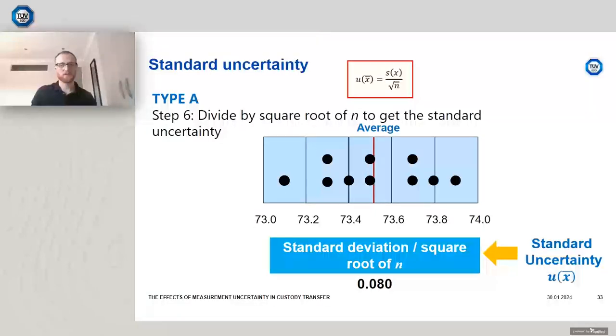So the next step is to take the square root of our previously calculated value, and that gives us a standard uncertainty in the mean of 0.08.